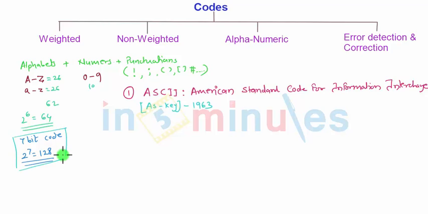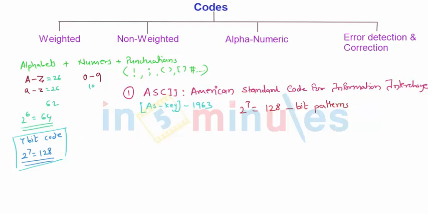So it is going to provide you 128 bit patterns. This includes lowercase letters, uppercase letters, special characters and various shortcut functions for the computer system, just like Control plus C is copy, Control plus V is paste. Functions like that will be included in these 128 combinations.